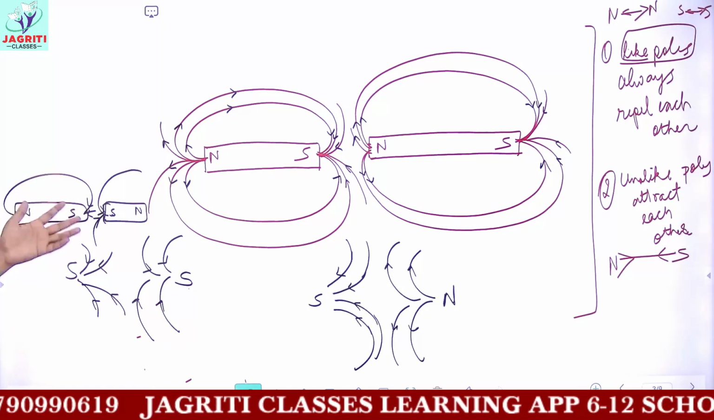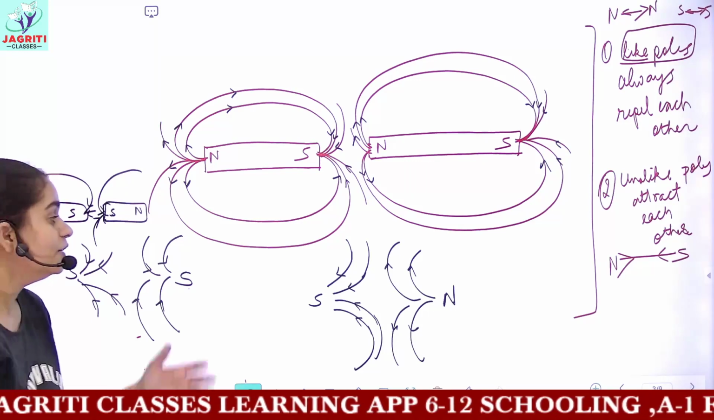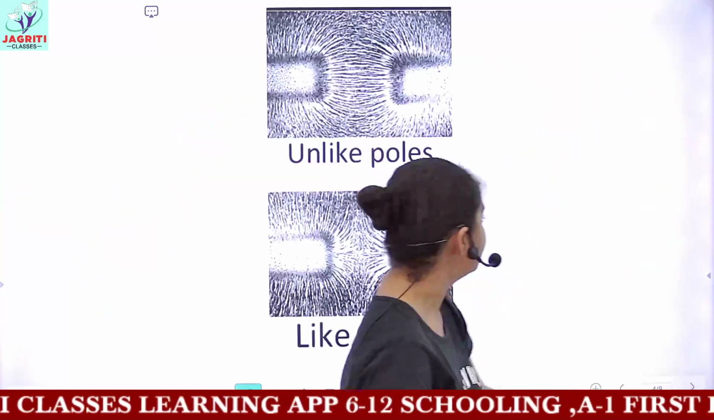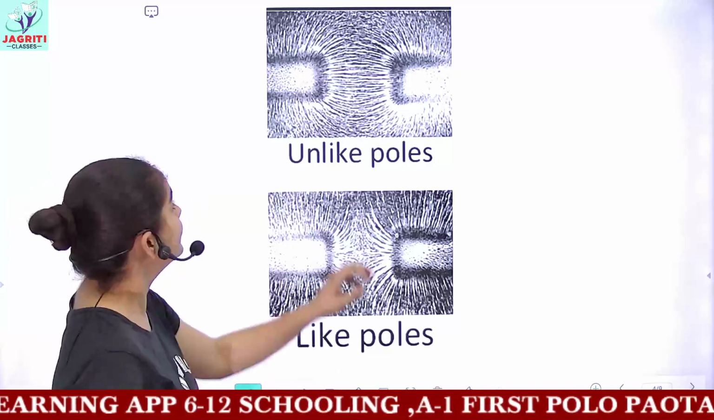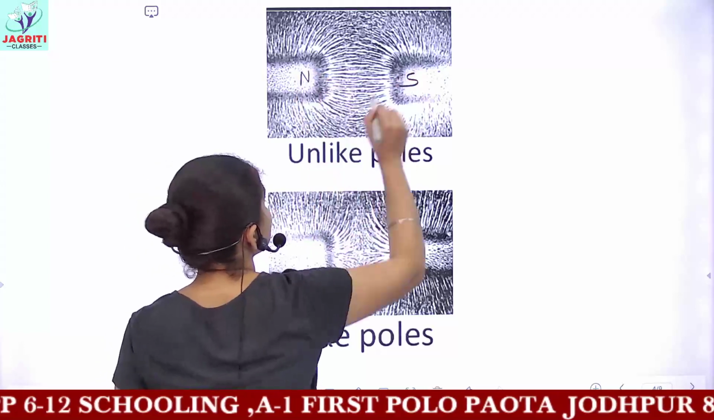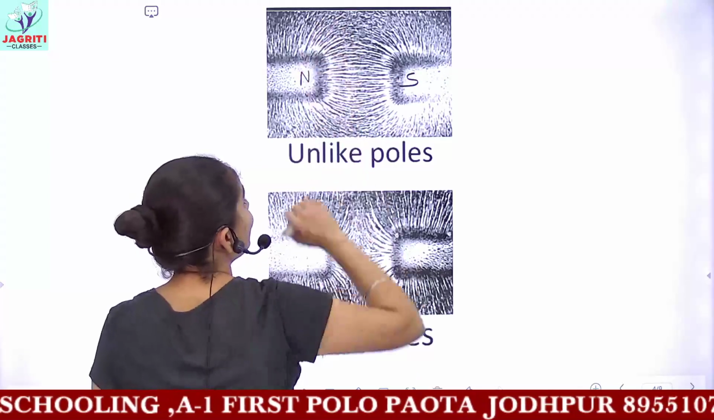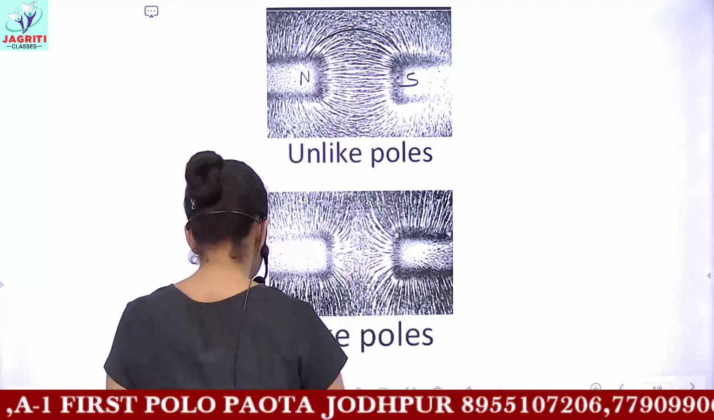So these are the two different patterns which we get when we are signifying the directions. Now you can see here, we also have a diagram. When we are talking about unlike poles, let's suppose you have one north here and one south here. So the direction of magnetic field lines is what? They will move away from the north towards the south.